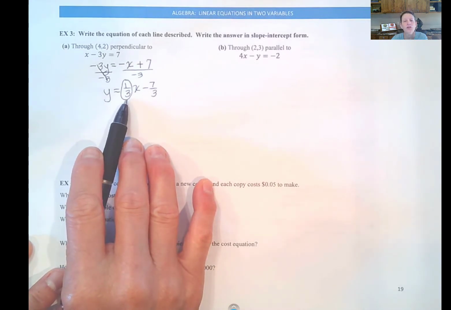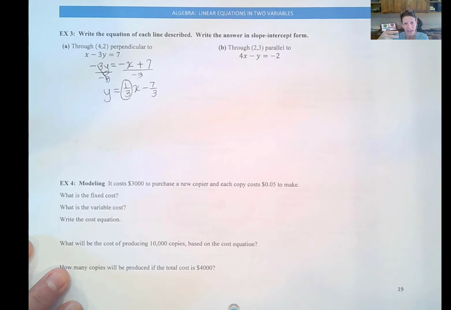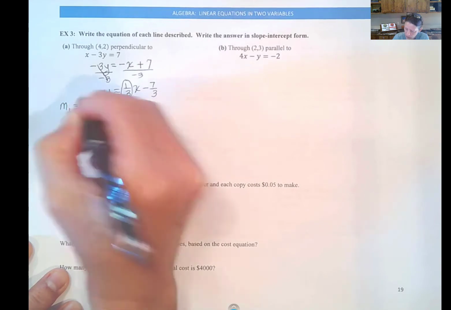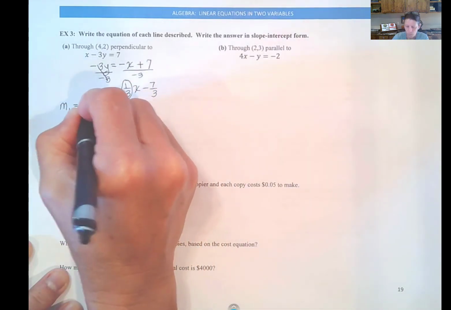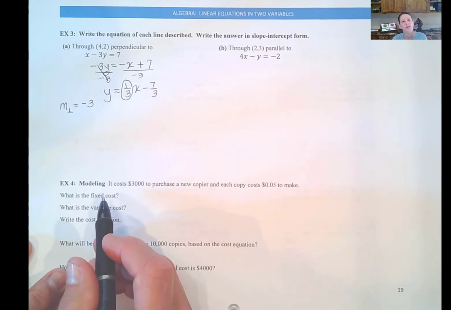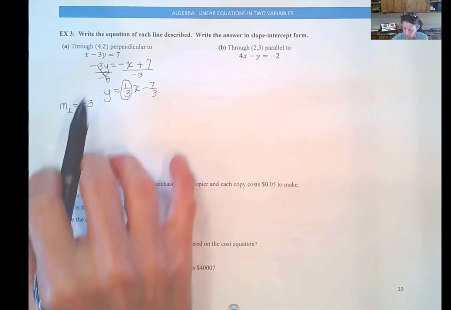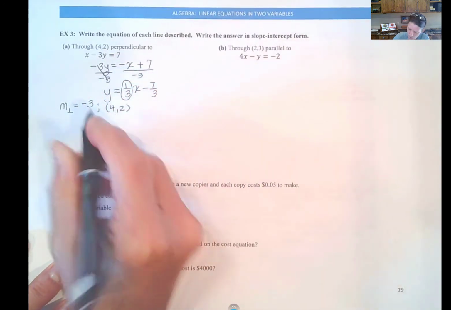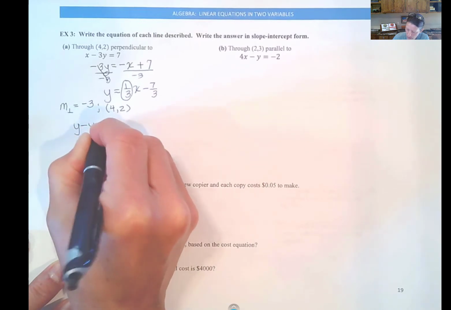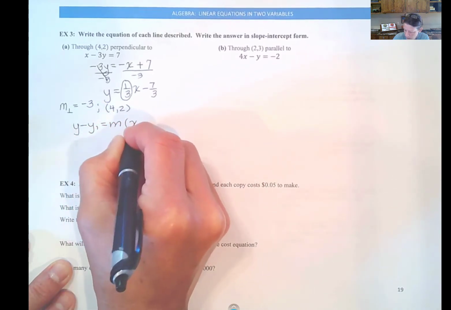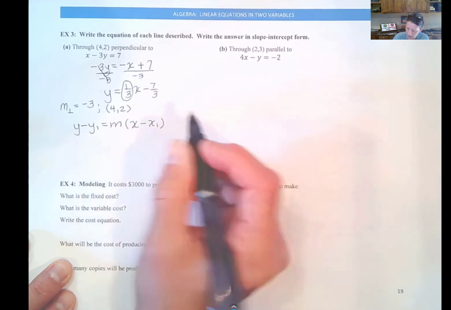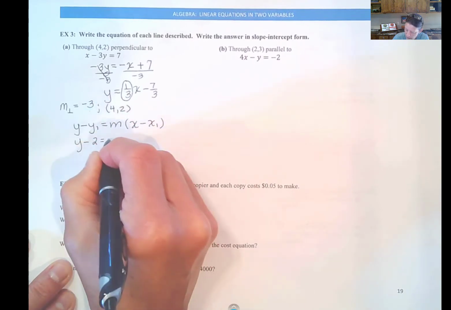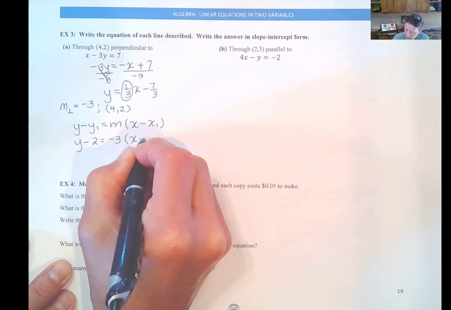And if our line is perpendicular to it, then the slope of our line is -3 over 1. In other words, the slope of that perpendicular line is -3. Okay? So now we're going to write the equation of the line with slope -3 that passes through the point (4, 2). Here we go. y minus y sub 1 is slope times x minus x sub 1. Substitute values. y minus 2 is the slope -3 times x minus 4.